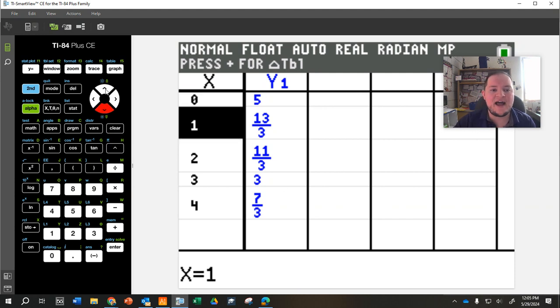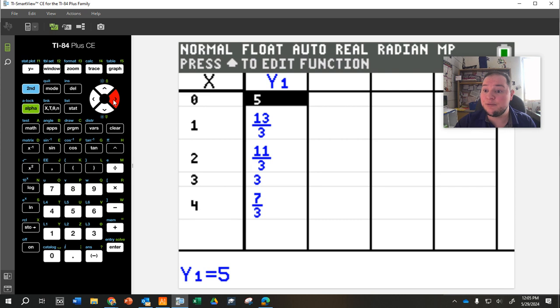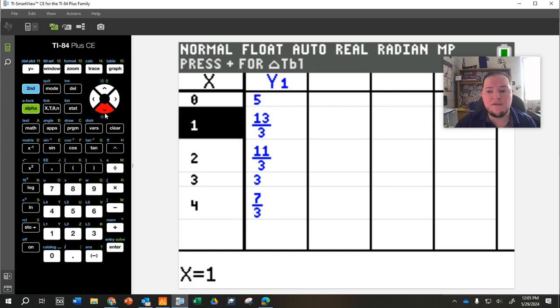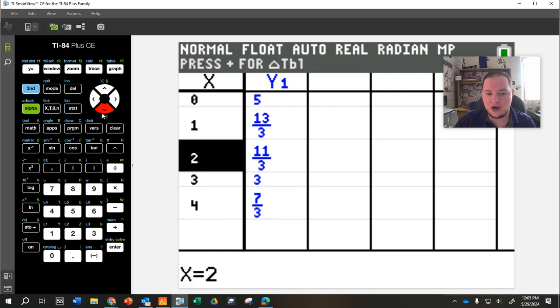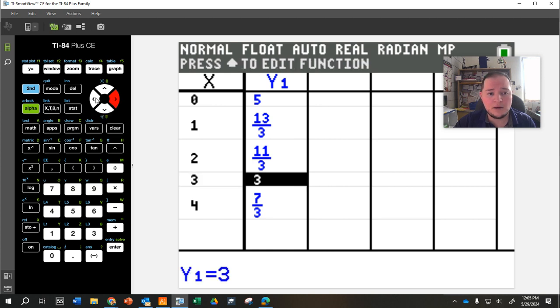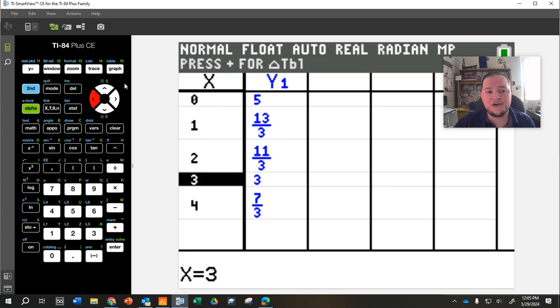Look, 0, 5. 0, 5 is a nice one. We could plot 0, 5. 1 fraction, garbage. 2 fraction, garbage. Oh, 3, 3. That's a nice one. You only need 2 for a line. So I'm going to grab 0, 5. So I'll go back to my paper.